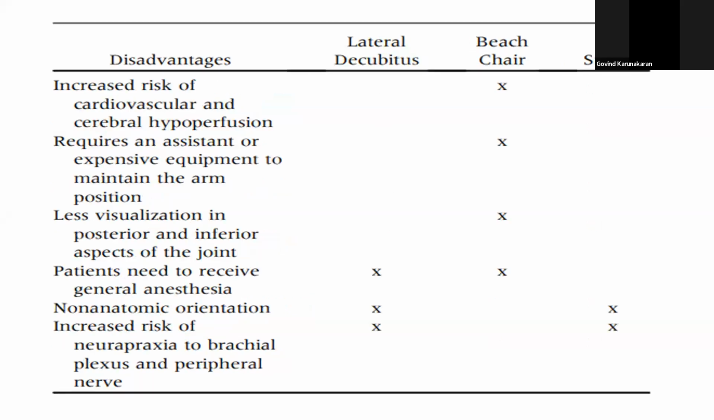So the disadvantages for this are, again, the non-anatomic orientation, since the patient is lying down supine and not sitting more upright. The increased risk of neuropraxia to the brachial plexus due to the traction will also be there, as in the lateral decubitus position. These are newer positions which have been described, but more studies will be required to assess the complication rates in these positions.